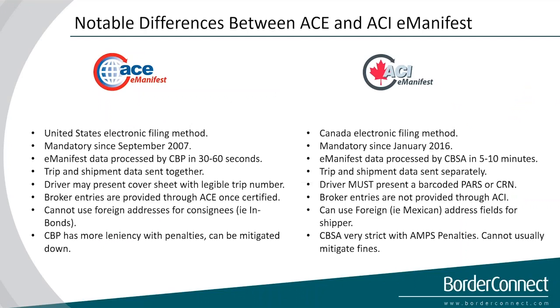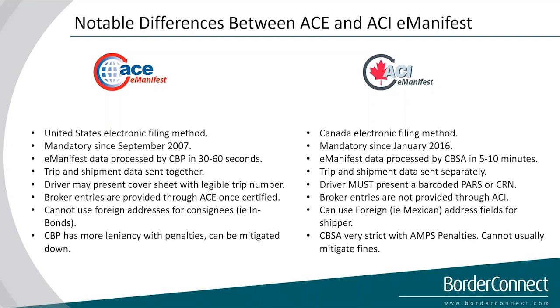Some notable differences between ACE and ACI. ACE is a bit older than ACI. It took Canada quite some time to get up to speed with their ACI program. However, the U.S. has made it mandatory since September 2007, whereas Canada recently, it just became mandatory in January of 2016. In ACE, e-manifest data is processed by CBP in about 30 to 60 seconds.